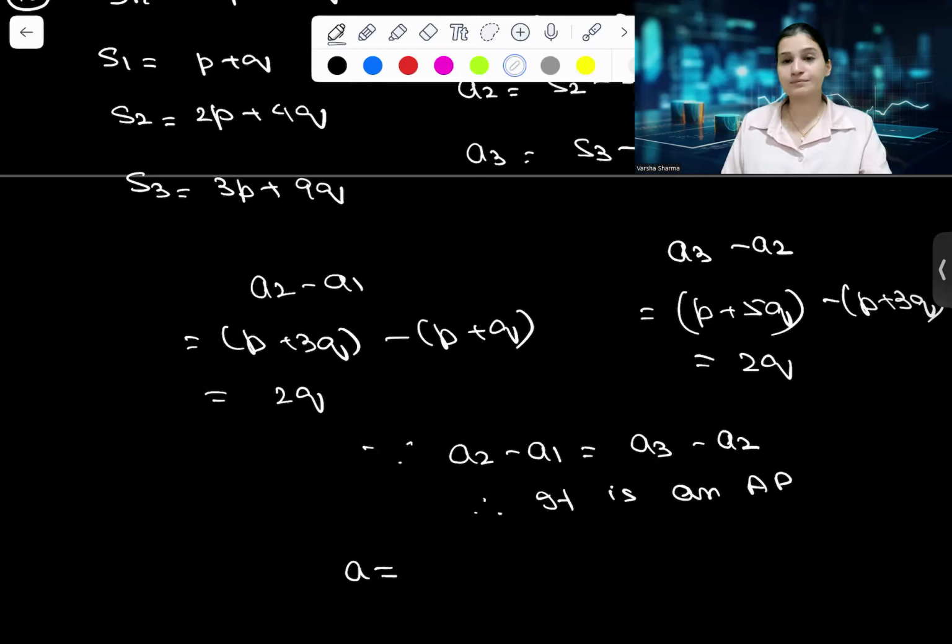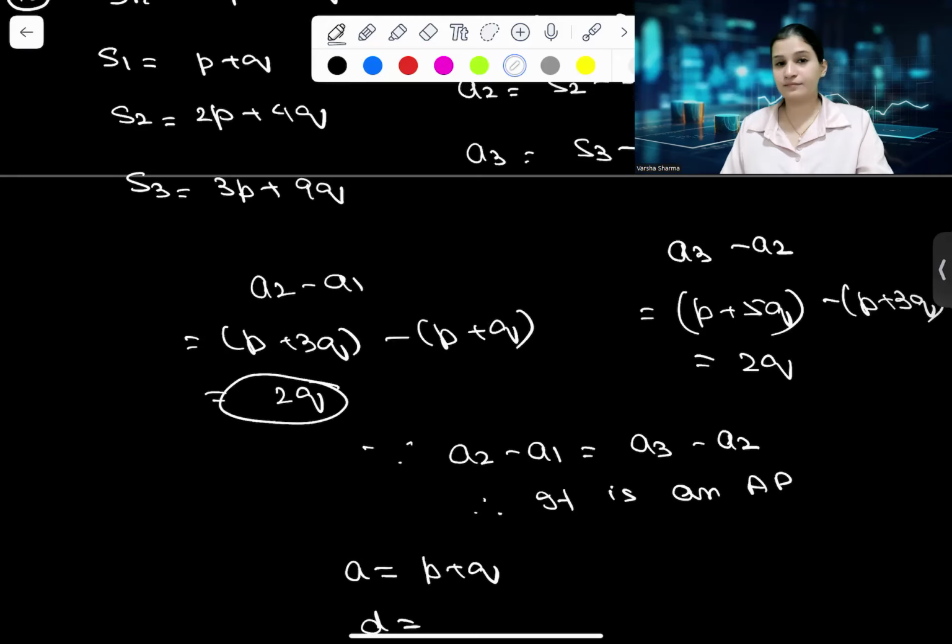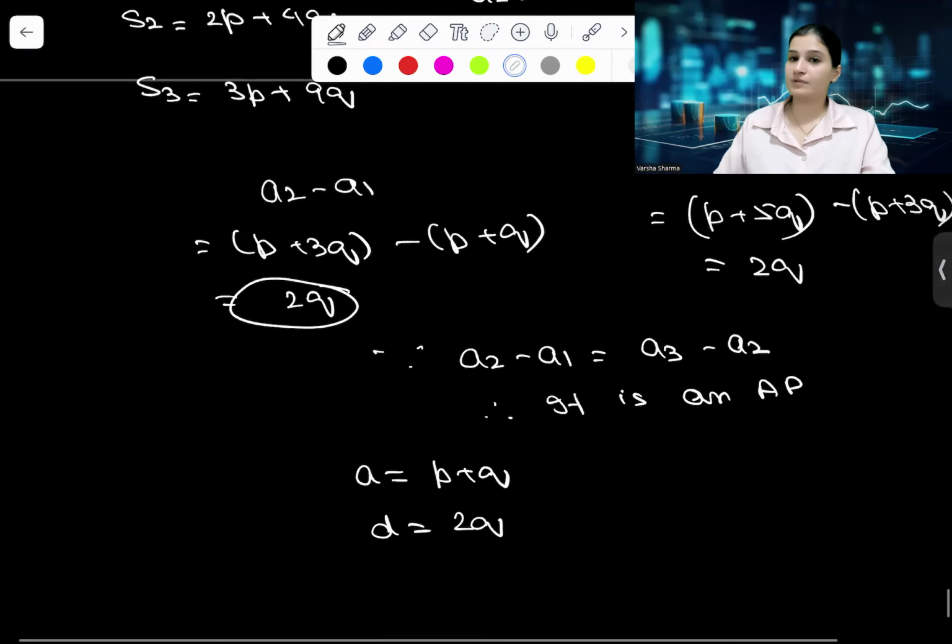What is the first term? P plus Q. And what is the common difference? 2Q. The difference? Twice Q. Okay. Done?